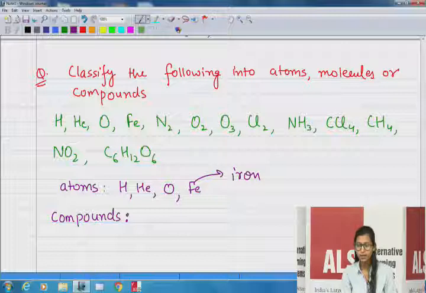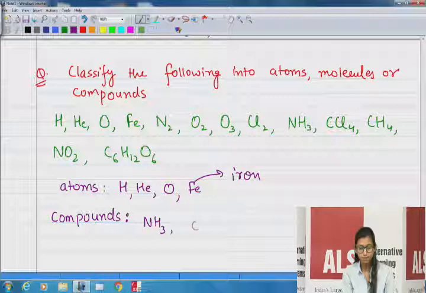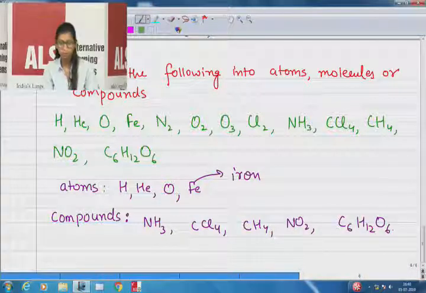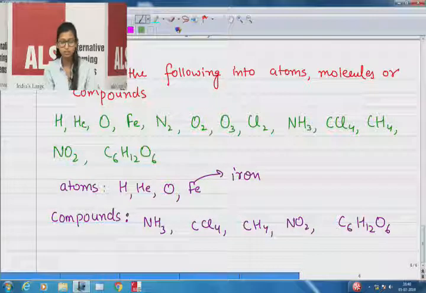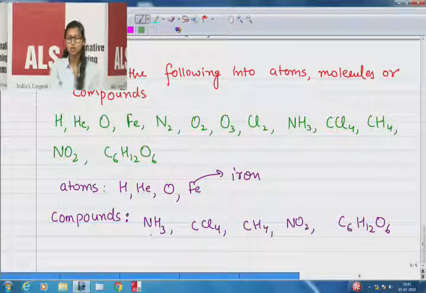Now what I am saying is that the compounds answer is also correct: NH3 is a compound, CCl4 is a compound, CH4 is a compound, NO2 is a compound, C6H12O6. Now tell me, Kohima Center, do you know first of all the name of NH3? The chemical formula I have written now. What is the name of NH3? You have studied it before.